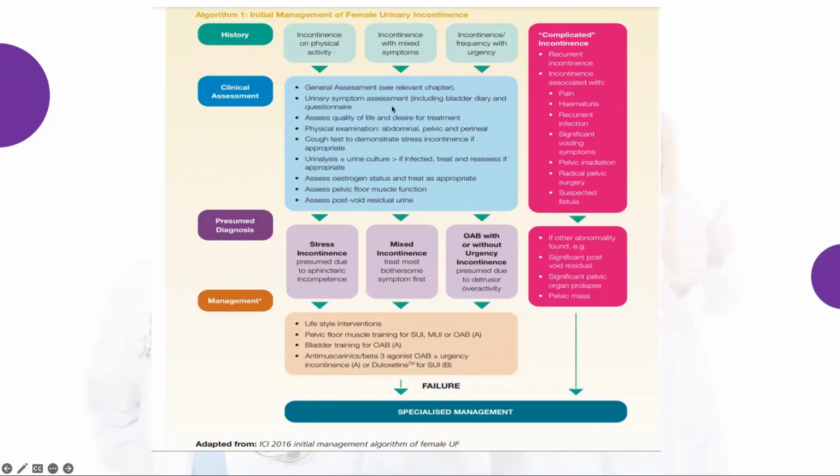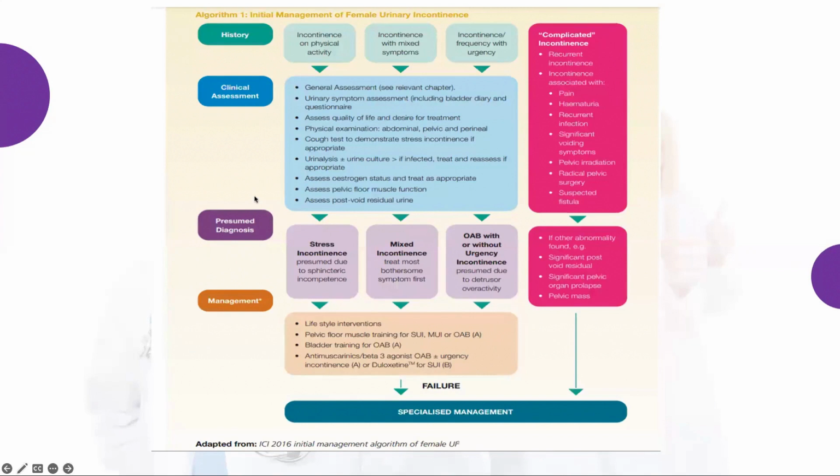of course, you speak about the bladder diary. Okay, then how much this problem is affecting her quality of life. As we said earlier, you perform a physical examination, which includes a general physical examination, abdominal, pelvic, and perineal examination. You do a cough test to demonstrate stress incontinence if appropriate. You do a urine analysis, and if you see any element of infection, you proceed for the culture.